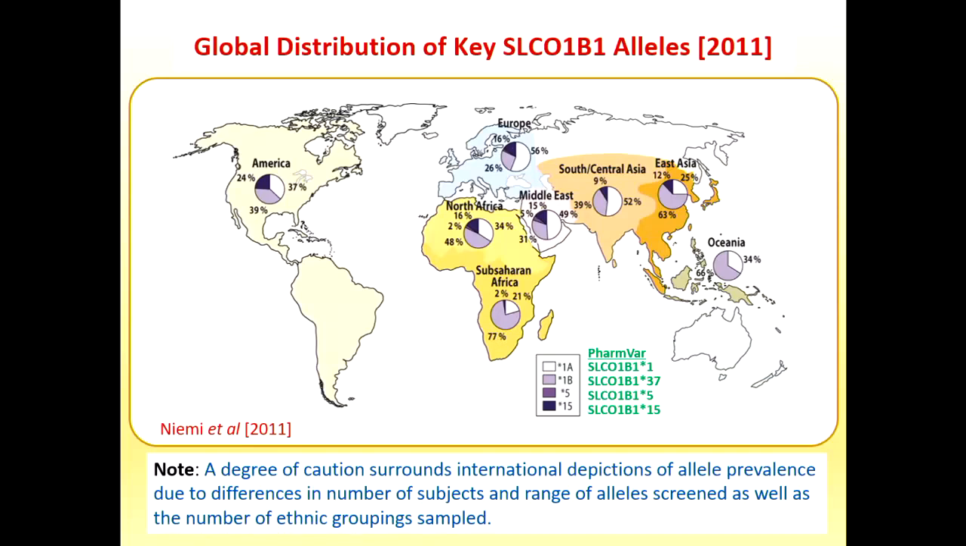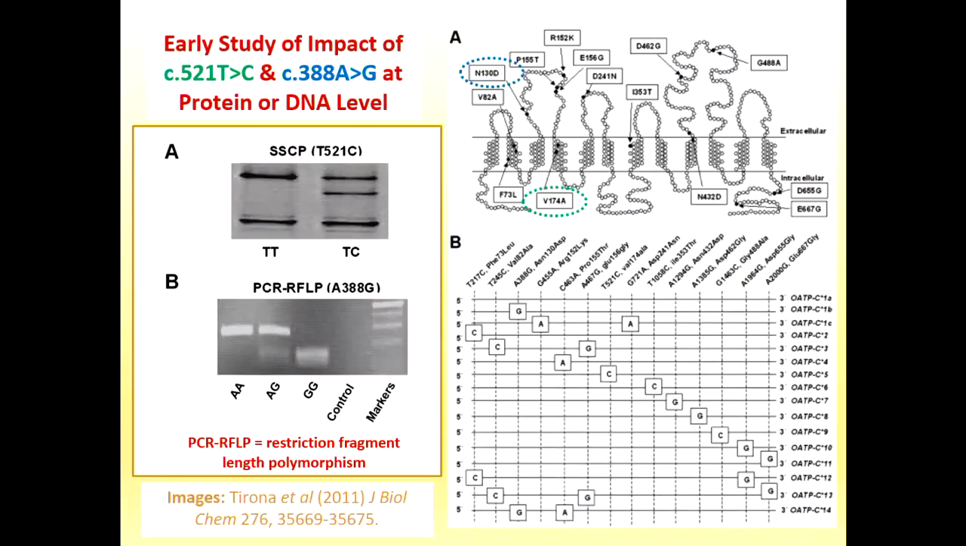So the white is the wild type, and you can see different proportions of the population, very prevalent in some of these Northern European populations and in the Middle East, but then much less common in Sub-Saharan Africa and even East Asia, where the star 37 allele is much more frequent. Okay, so we can't assume that everyone has got the same metabolic capability or the same transport capability with regard to 1B1. There's variation across populations.